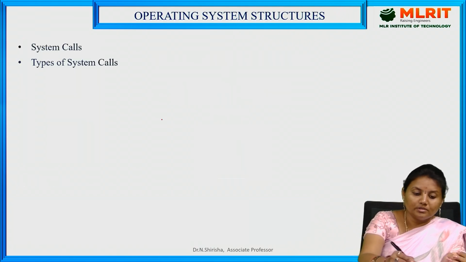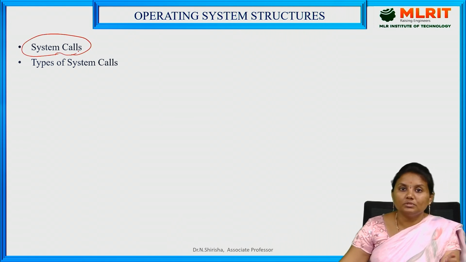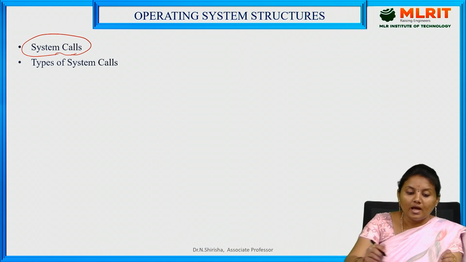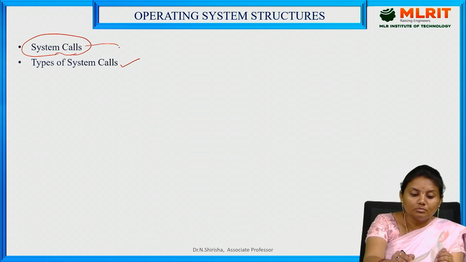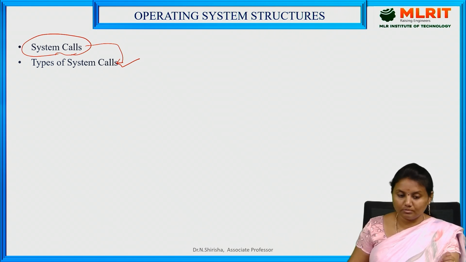So here we are going to cover system calls. So what is a system call? Whenever you want to communicate between the user and the kernel, you need to send some functions, and those functions you are sending with the help of these system calls. And what are its types? These system calls have different types. So we'll discuss the different types of system calls.